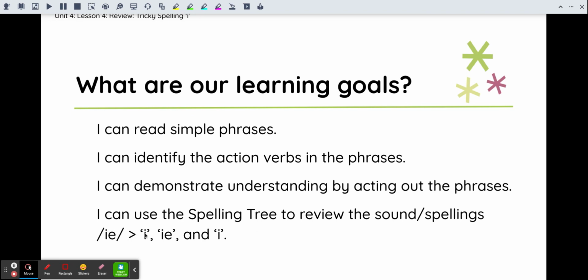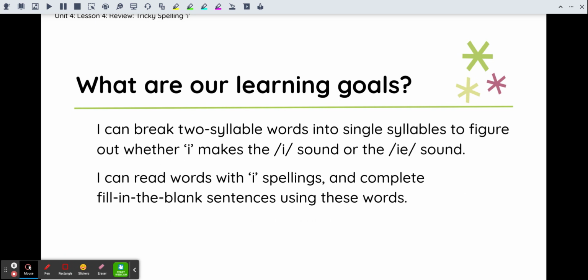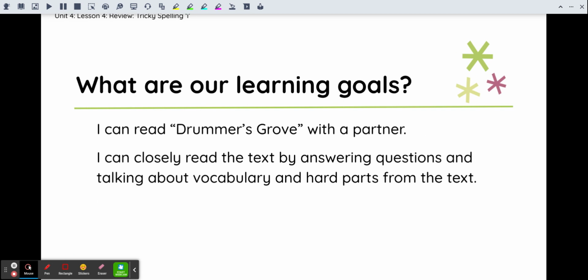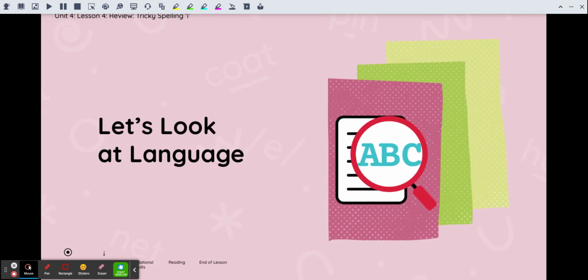I spell IE, and I. I can break two-syllable words into single syllables to figure out whether I makes the I sound or the I sound. I can read words with I spellings and complete fill-in-the-blank sentences using these words. I can read Drummer's Grove with a partner. Of course, today we're going to read on our own. I can closely read the text by answering questions and talking about vocabulary and hard parts from the text. Let's look at language.